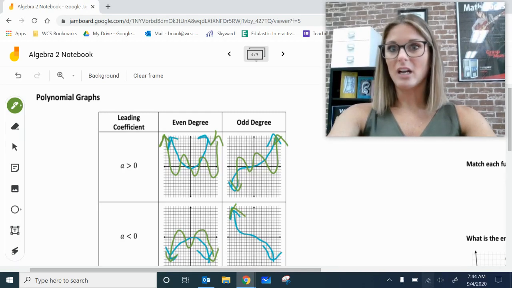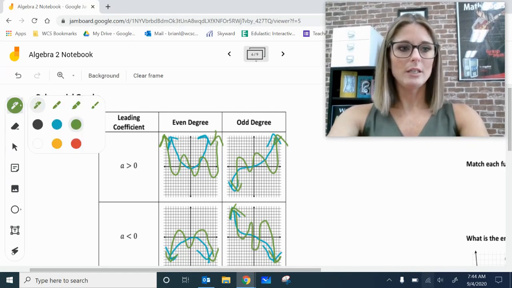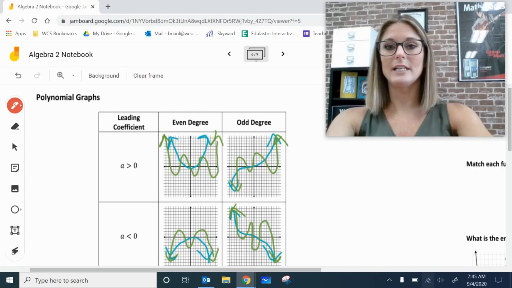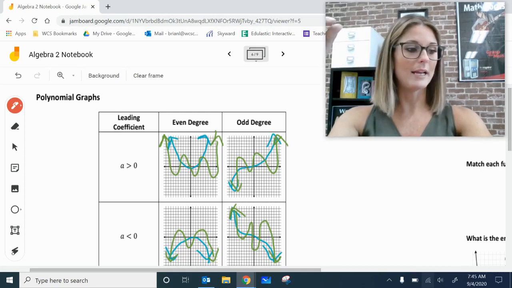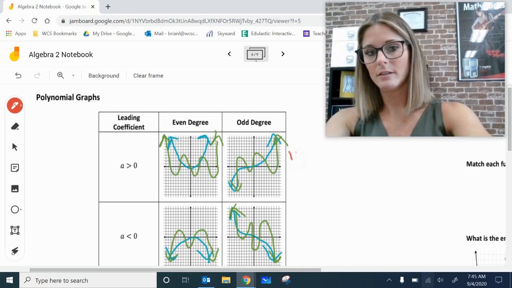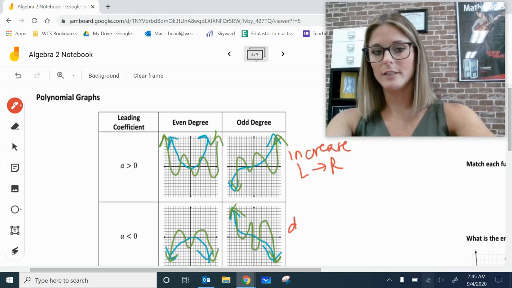If it's something bigger, 5th, 7th, something like that, just extra humps and bumps, but finally would end that way. Notice, let me mention this odd degree. It started at the bottom and worked its way up. It increased from left to right, and this bottom one decreased or went down.